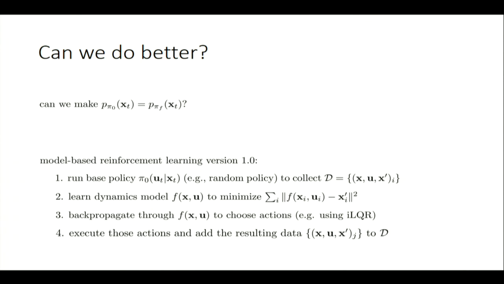And as we execute those actions, just like with Dagger, all the states, actions, and next state tuples that we visit, we're going to add them to our data set. So in Dagger, we're learning to go from x to u. Now we're learning to go from x comma u to x prime. But same deal, we just want to collect data from the state action distribution under our current dynamics. And then we just repeat this process. And again, like in Dagger, once you repeat it enough times, eventually your data set is populated largely by tuples from your latest policy. So we're going to collect data from p pi f, and that's going to solve our distribution mismatch problem. OK, does anybody have any questions about model-based RL version 1.0?